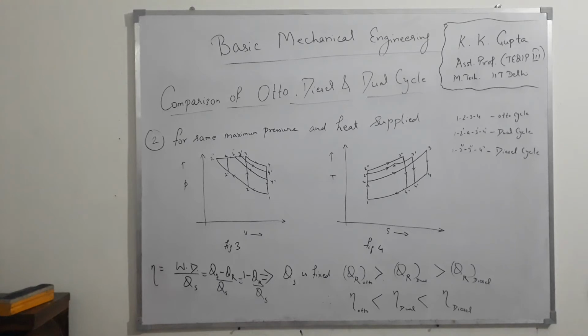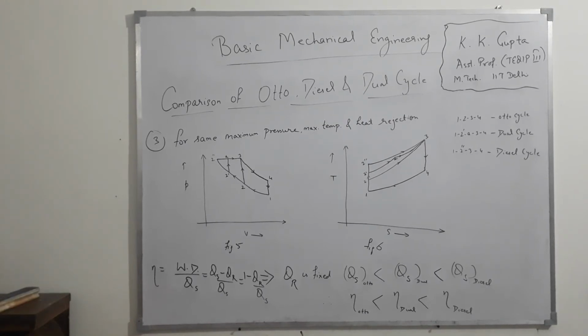From figure 3 and figure 4, the process 4-1 is showing the heat rejection, and from the figures it is clear that heat rejection in Otto cycle is maximum and heat rejection in diesel cycle is minimum. It means the efficiency for Otto cycle will be minimum and efficiency for diesel cycle will be maximum for the case same maximum pressure and heat supplied.